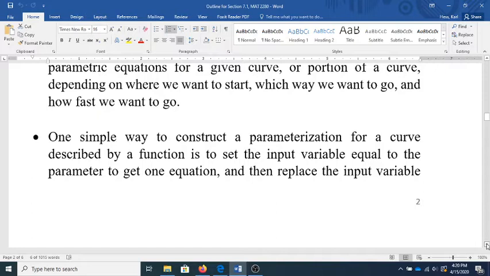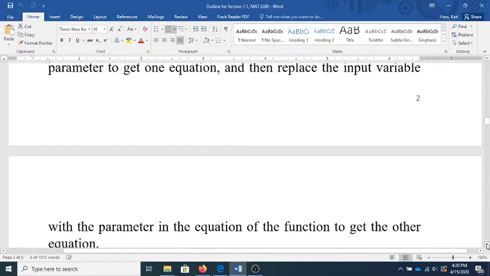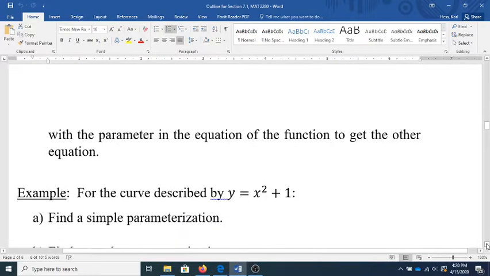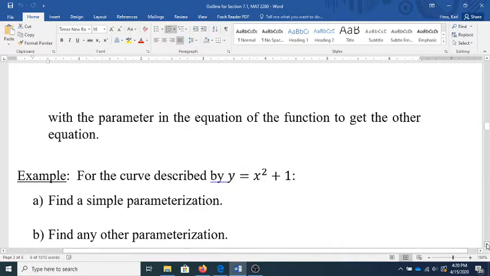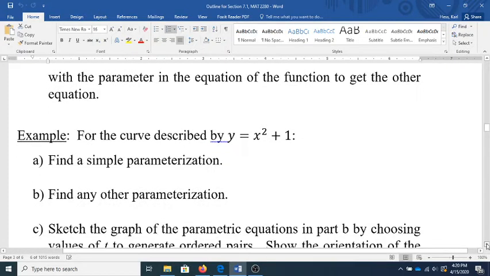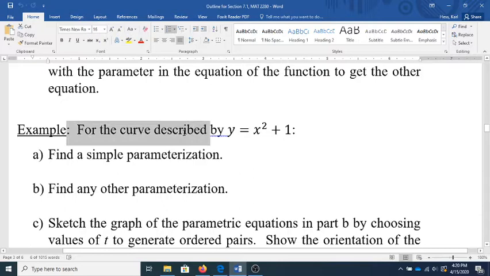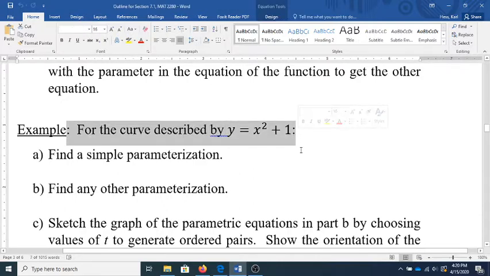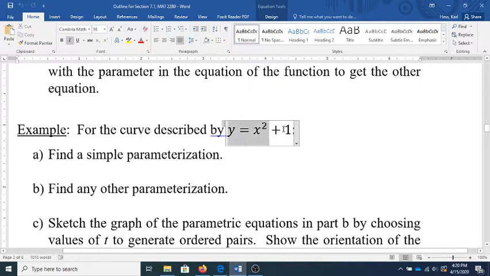Well, if you already have a standard equation, one way to construct a parameterization is to set the input variable equal to the parameter. So basically, just say x equals t, and then replace the input variable with the parameter in the equation of the function to get the other equation. Okay, that's even simpler than it sounded. It took a lot of words to say something pretty simple. So, here's a curve described by y equals x squared plus 1. That's a parabola. We've already been given a standard equation for it.